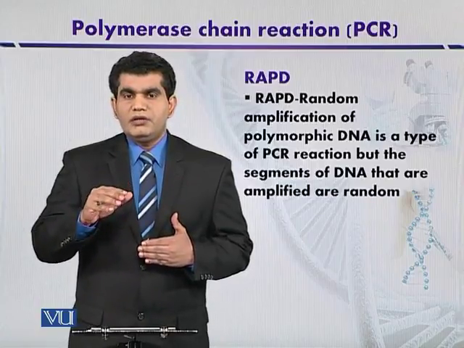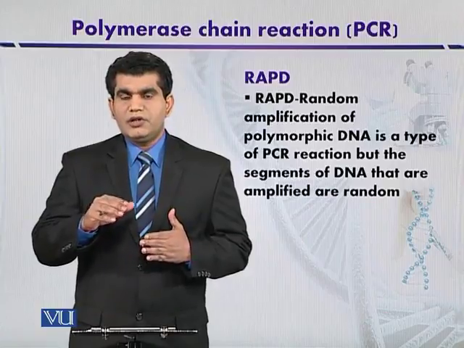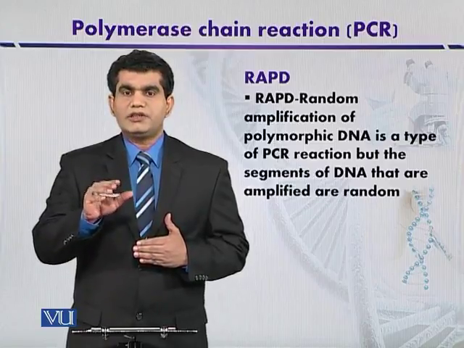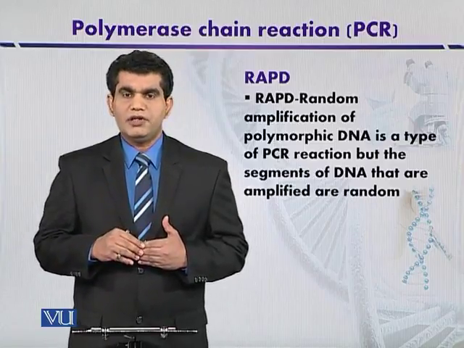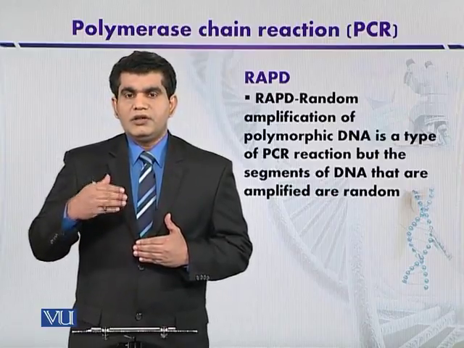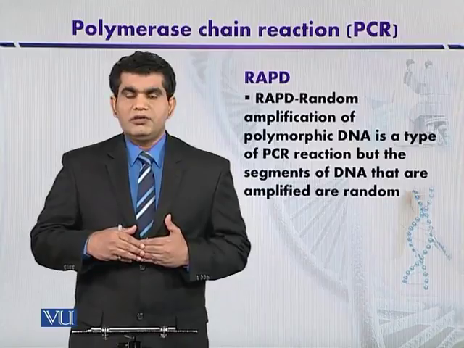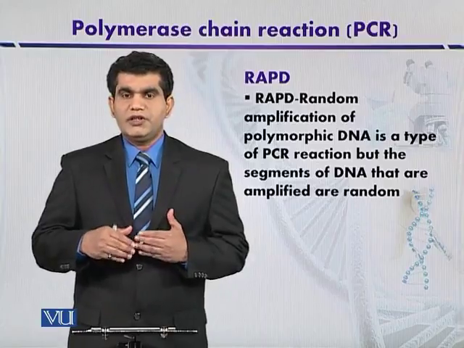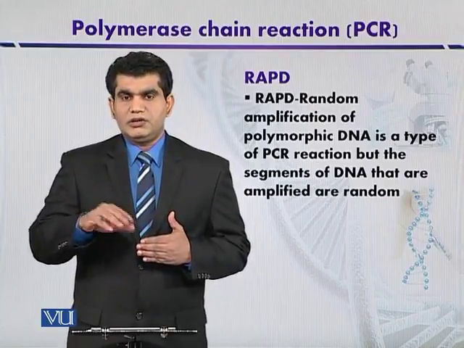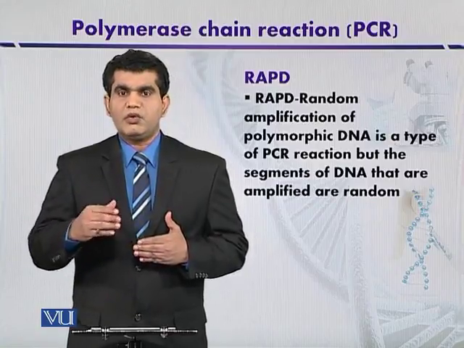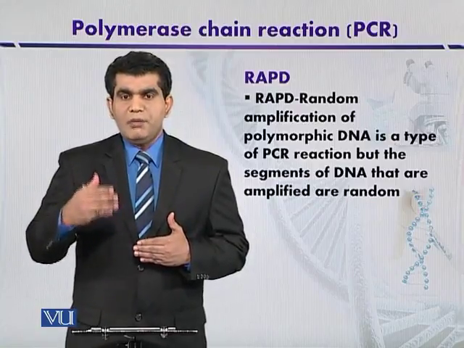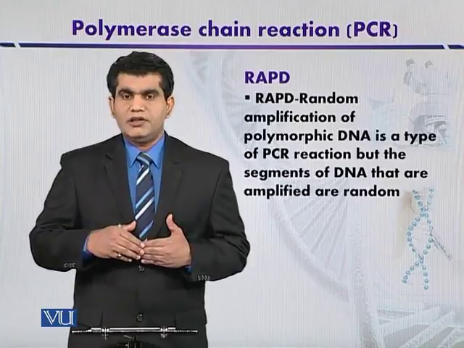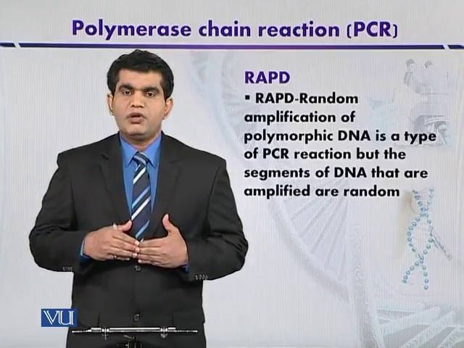When they anneal within the DNA, the annealing is relatively random. So they can bind or anneal at several different locations within the genomic DNA, and then carry out the amplification of the target genome. Because random amplification occurs, the DNA sequences that show slight variation, which is called polymorphic DNA, are amplified, and the technique is named RAPD, that is, random amplification of polymorphic DNA.